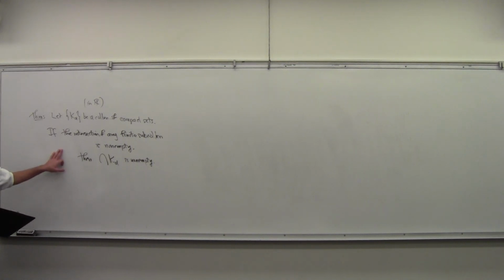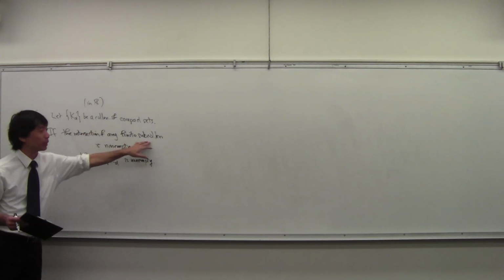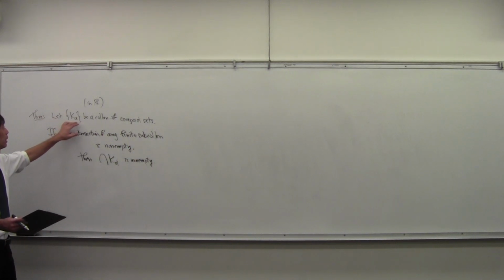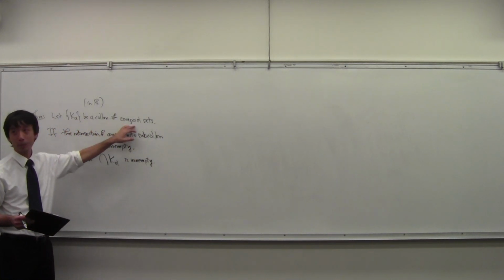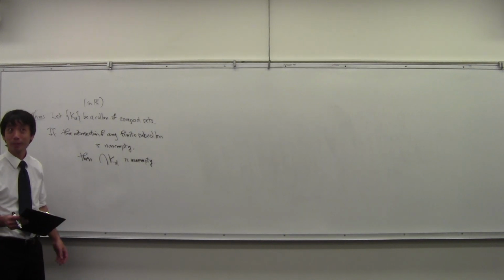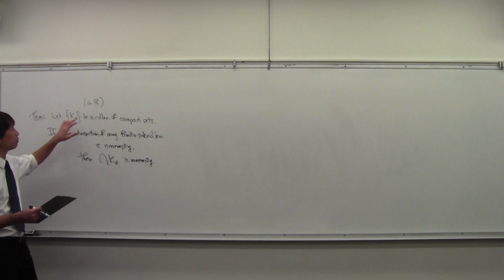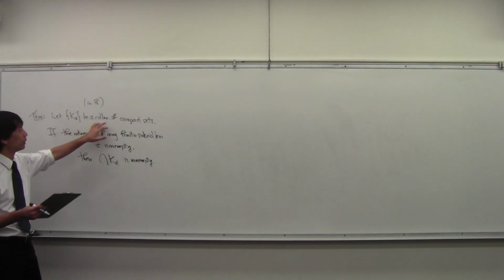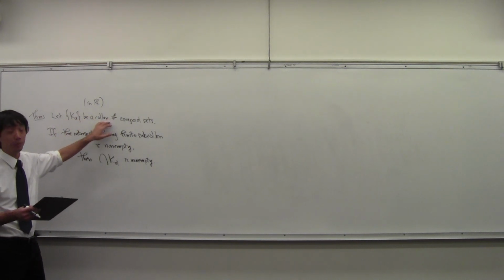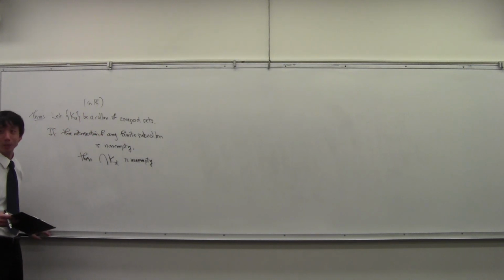What's the word after finite? Subcollection. Collection, subcollection. Let K sub alpha be a collection of compact sets. Is it an infinite collection or a finite collection? It's an infinite collection. It could be finite or infinite, it doesn't matter, but the meat of it is infinite. If it's finite, then there's nothing to be done.